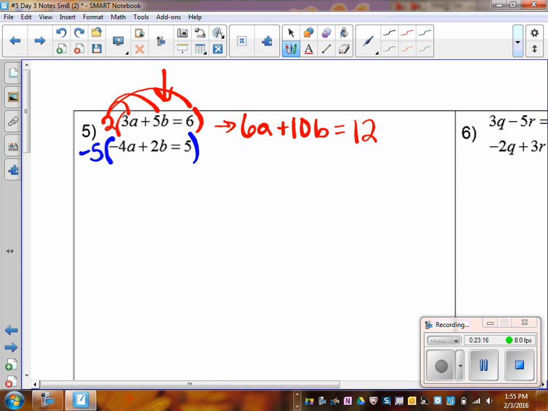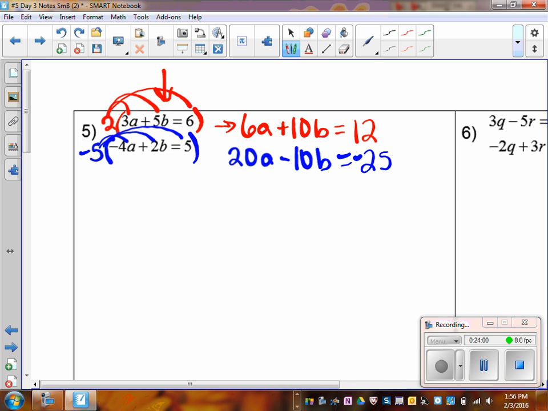Alright, so let's distribute my negative 5. Negative 5 times negative 4a. Negative 20. Close. Positive 20. Good. 28. Negative 5 times positive 2b. Yeah, 10. Good. Negative 10. Now those are going to cancel out, right? That's what we want. And negative 5 times 5. Negative 25. So again, I just multiplied by whatever the other coefficient was, so that way they're the same thing, but one is negative, one's positive.